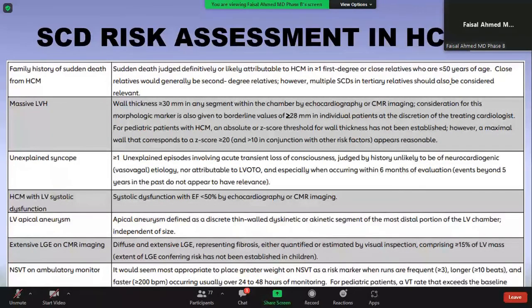And if there is massive left ventricular hypertrophy by more than 30 millimeter, if there is unexplained syncope that has occurred within the last 6 months of evaluation, if there is presence of LV systolic dysfunction by less than 50% in echo or cardiac MRI, if there is LV apical aneurysm, if there is extensive late gadolinium enhancement on cardiac MRI imaging, or if there is presence of non-sustained ventricular tachycardia in ambulatory ECG monitoring that occupies more than 20% of the sinus rhythm.